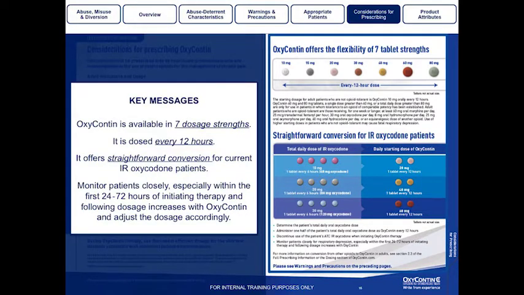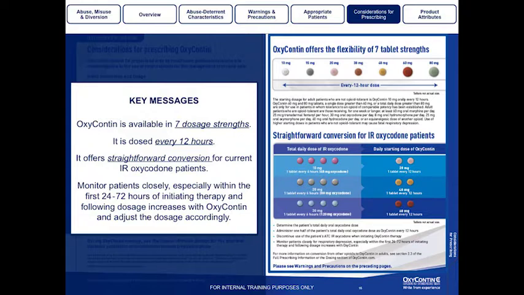Remind HCPs that OxyContin offers the flexibility of 7 tablet strengths, allowing HCPs to individualize treatment, and that OxyContin is dosed every 12 hours. In addition, OxyContin offers straightforward conversions for patients currently taking IR oxycodone. The conversion chart shows 1-to-1 dosing when converting from IR oxycodone to OxyContin.